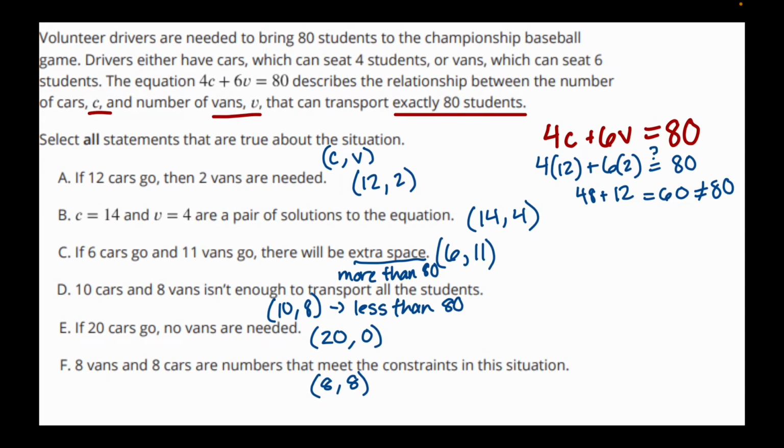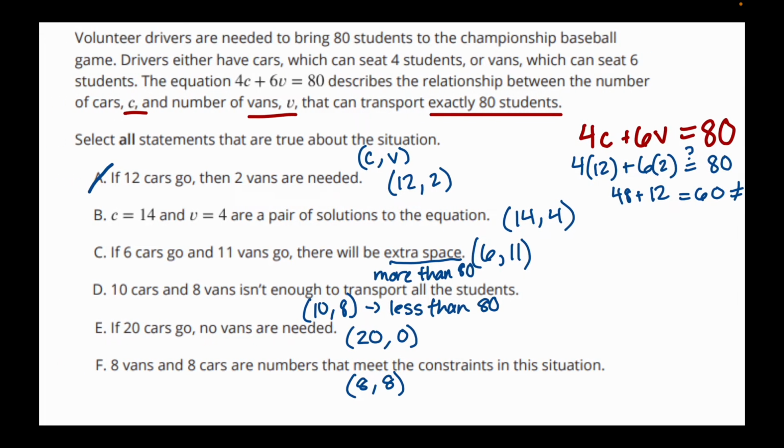I'm going to let you know which ones are true and are not true. And then if any of these are tricky, then I'll show you exactly what they mean. So the ones that should work are B, C, E, and F. So just not A and not D. So we can test some of these over here. And basically this would be saying 4 times 20 plus 6 times 0 is 80. And that checks out.